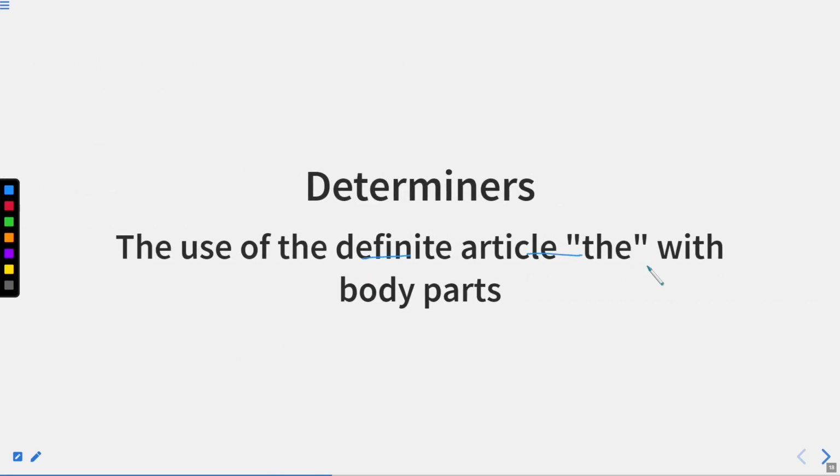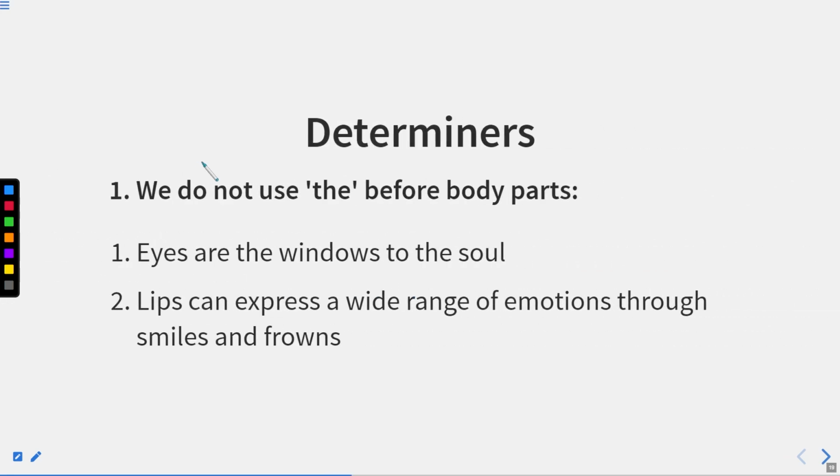Now let us move to the next one. The use of definite article the with body parts. Now this part is very, very important. Body parts are the parts that we have in our body, like we have hands, legs, head, hair, eyes, nose, and many parts, of course, in everyone's body. Now, there are several rules whether we can use the before the names of the body parts or not. We do not use the before body parts if they are used in a general sense.